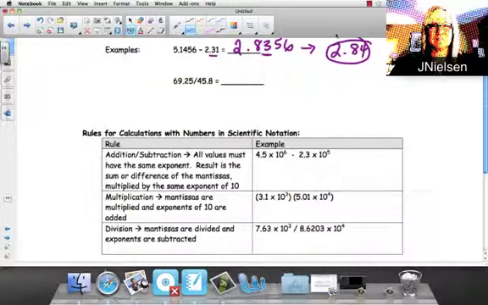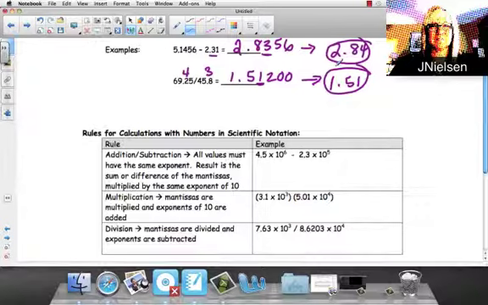Okay, on the next one, we're dividing 69.25 divided by 45.8, and we get a really long number. I'm not going to write the whole thing, but we get 1.512, and there's some other values. So this has got 4 sig figs, 6925. This has 3. Our answer can only have 3 sig figs, which means it's going to be to the 100th place. Look to the right. There's nothing to round here, so 1.51 is my answer.